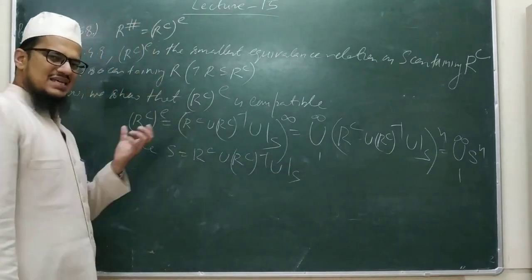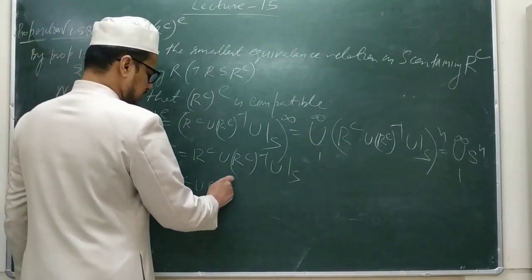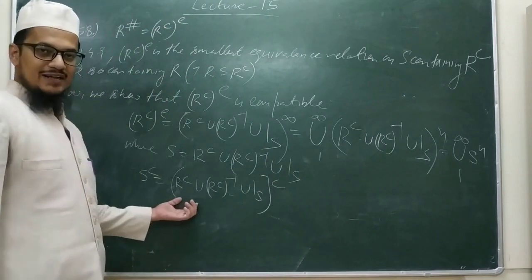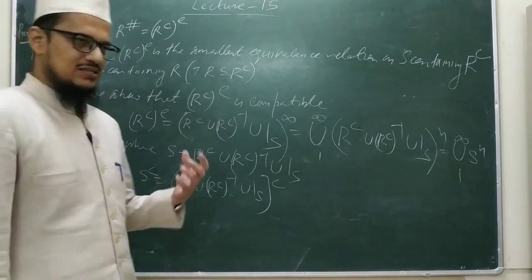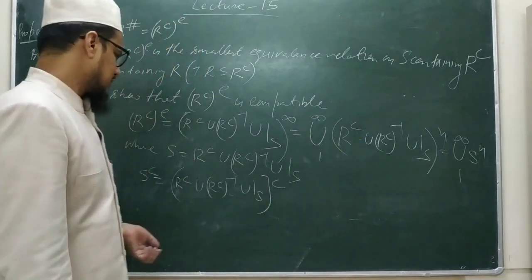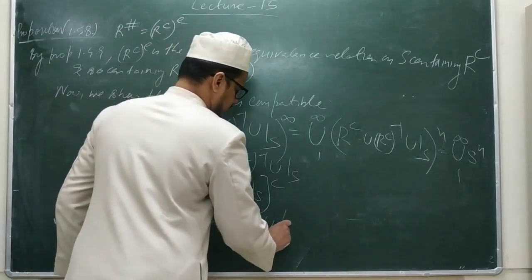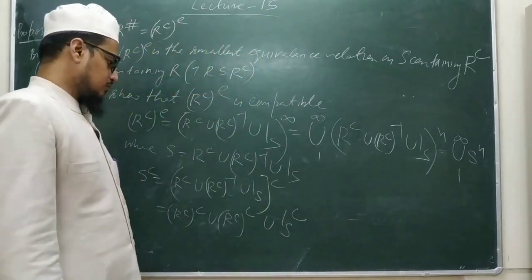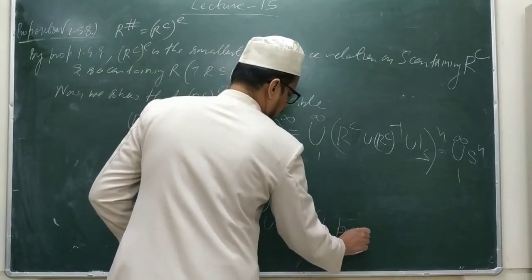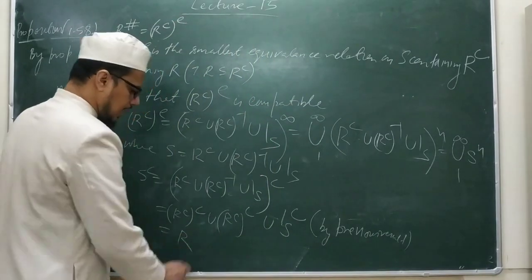Now we show that SC is equal to S. So calculate SC. SC is (R^C union R^C inverse union 1_S) C. As we have already done, (R union S)C is equal to RC union SC. In a similar way, it can be generalized for 3 also. That is, it is equal to R^CC union R^C inverse C union 1_S C, correct? By the previous result. Now R^CC is R^C by the previous result.